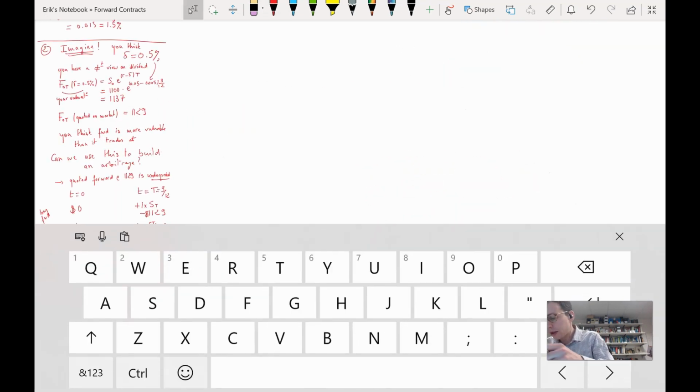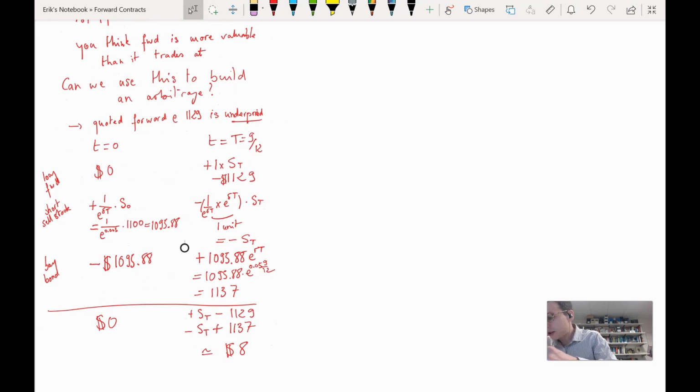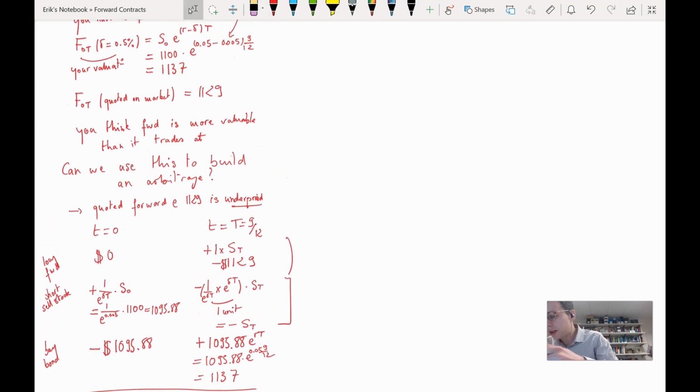Okay, so sorry about that. If I want to zoom in here a little bit, what have I done? I've gone long the forward here, then I've short sold the stock because I knew that I was going to receive a stock, so I could just give it back and borrow against that stock I was going to receive, and then buy a bond, and that was my arbitrage. How did I get there? Well, I got there because I knew that the forward was cheap, so I was buying the forward with respect to my valuation of the forward.